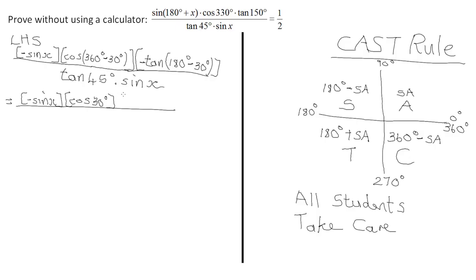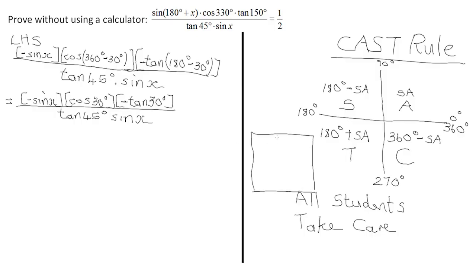This will give me now minus tan of 30 over tan of 45 and sine of x. And now once again you can see we have two different angles here. So we can now just somewhere here in a block sketch our triangles.